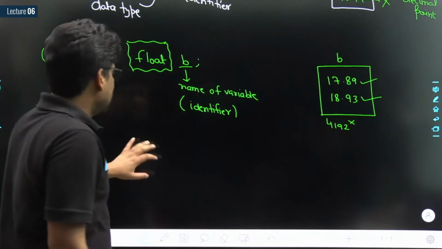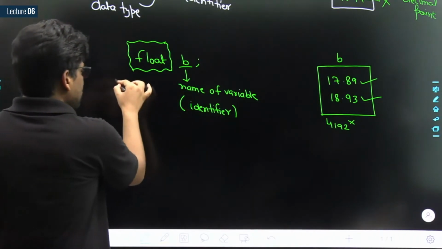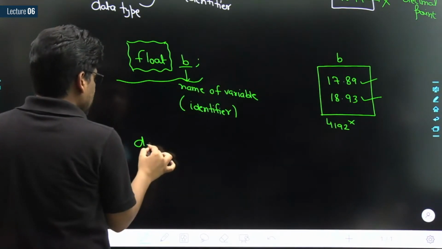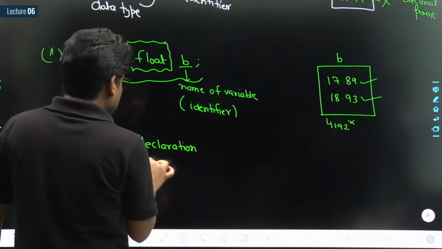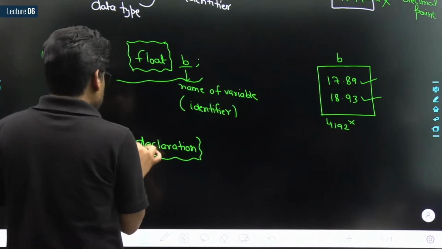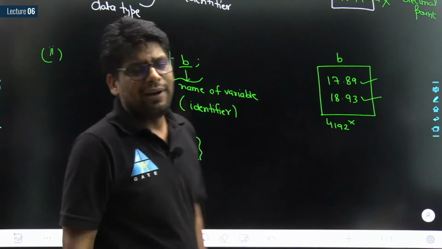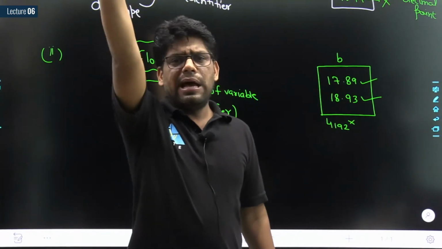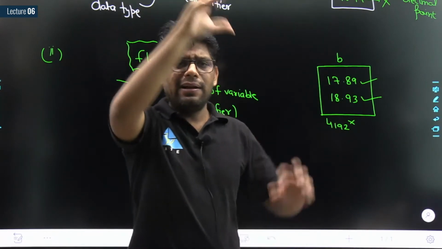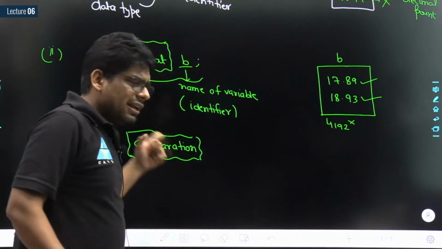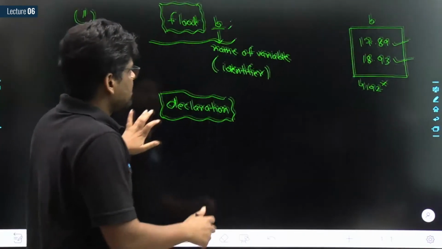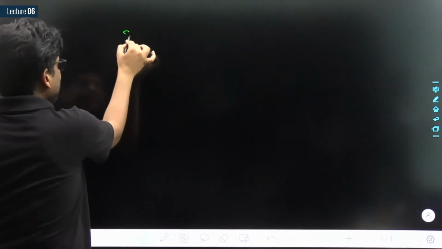So, sir, what is this called? This is called declaration. Sir, declaration. In real life, how do we declare? I declare that this is blah blah blah. Then why is this called declaration? Sir, C is a statically typed language.